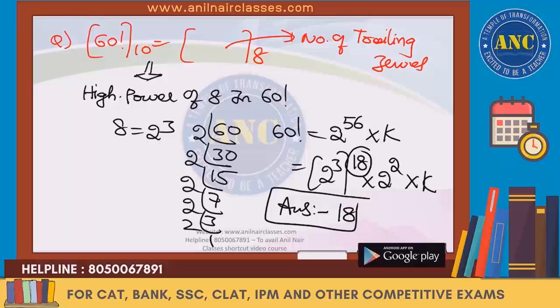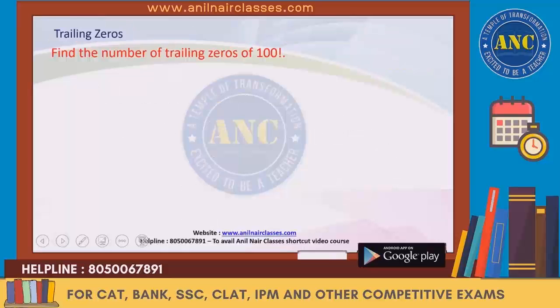Highest power of 8 in 60 factorial. Idea clear, right? Now, we will solve a few exercise related problems. Now see, first one. Find the number of trailing zeros for 100 factorial.